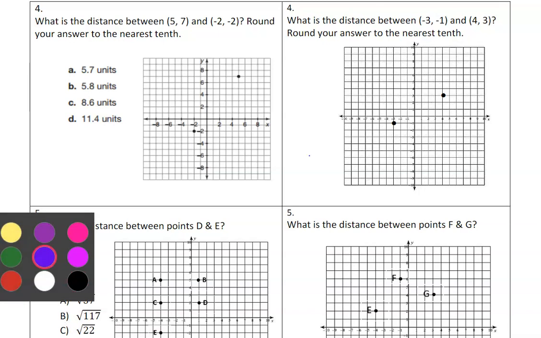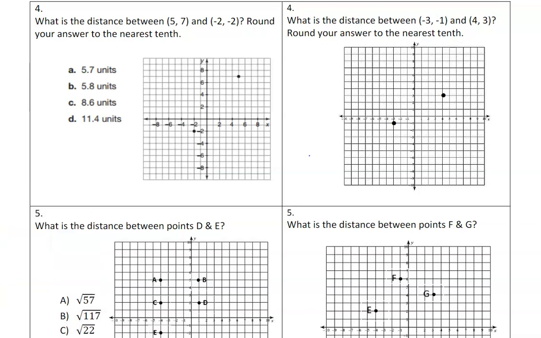Okay, so on number 4, you are actually having to draw in your right triangle. They gave us the 2 points that they want us to find the distance between. Remember, we're going to connect those two using a straight line. That's going to be your hypotenuse, so that is C.